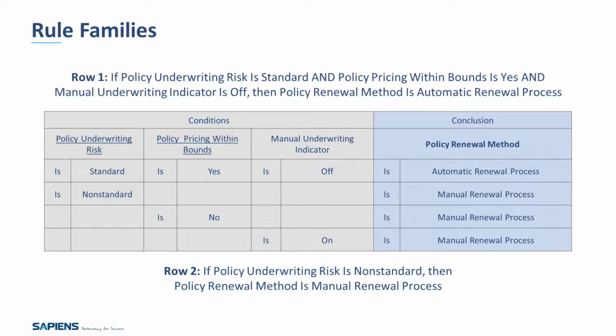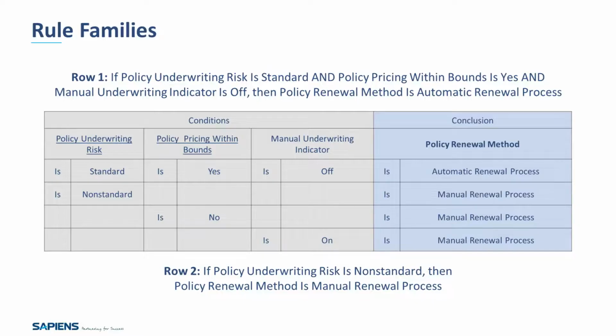A condition should only be populated on a row if it will have an impact on the conclusion. You can see that all three conditions in this rule family impact the result of the conclusion. If a condition has no impact on the conclusion, it shouldn't be included in the rule family.